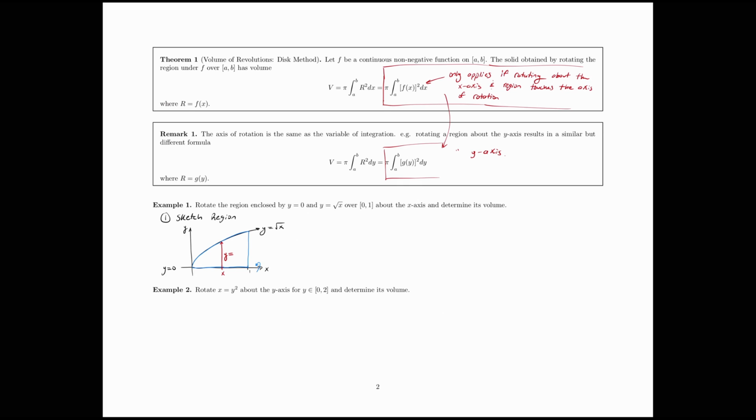Because we're rotating about the x-axis, when we do disks and washers, if we rotate about a horizontal axis, we integrate with respect to x. And if we rotate about a vertical axis, we integrate with respect to y, which is the vertical variable. So for us, since we're rotating about the x-axis, a horizontal axis, we want to make sure that we are using our radius written in terms of x.